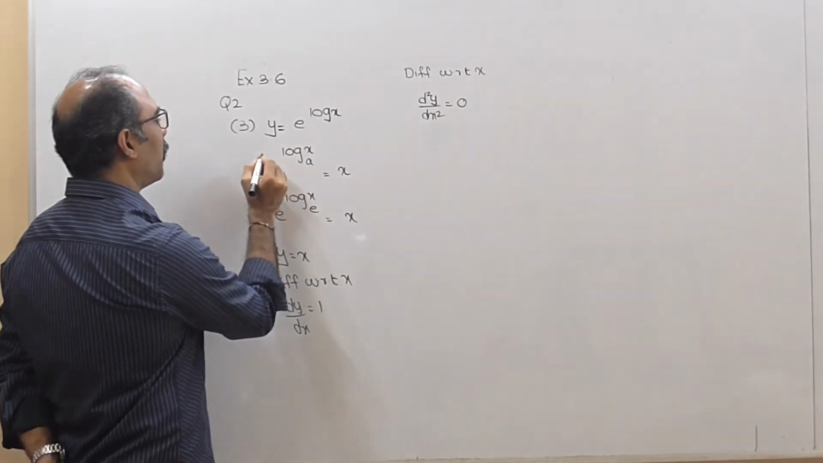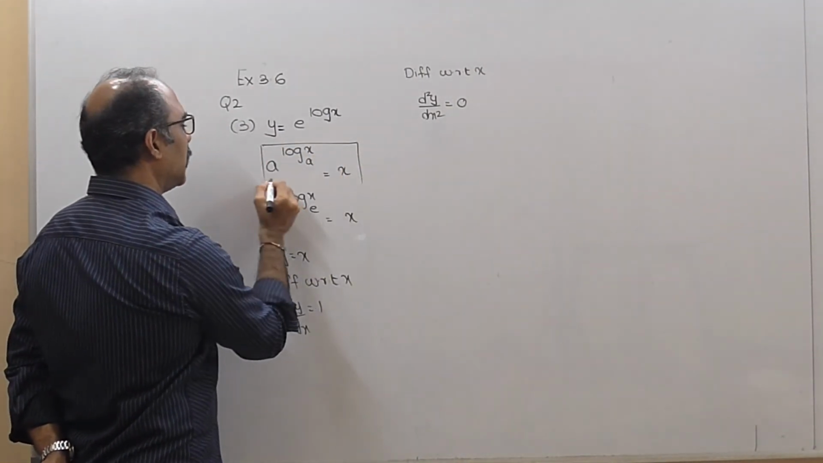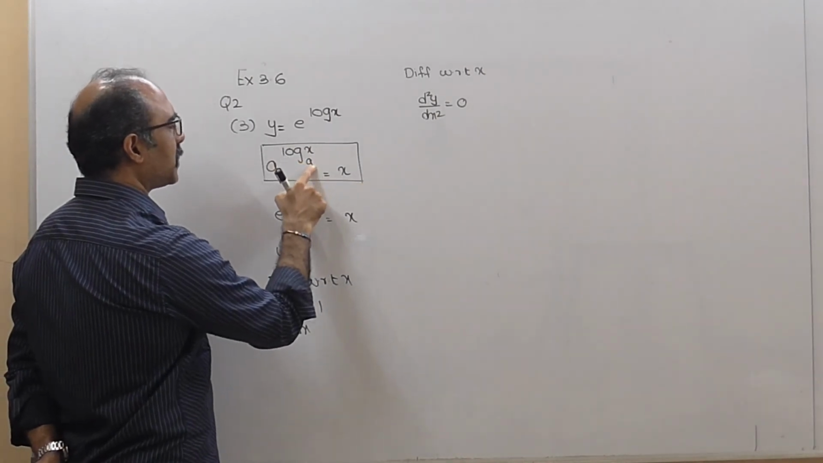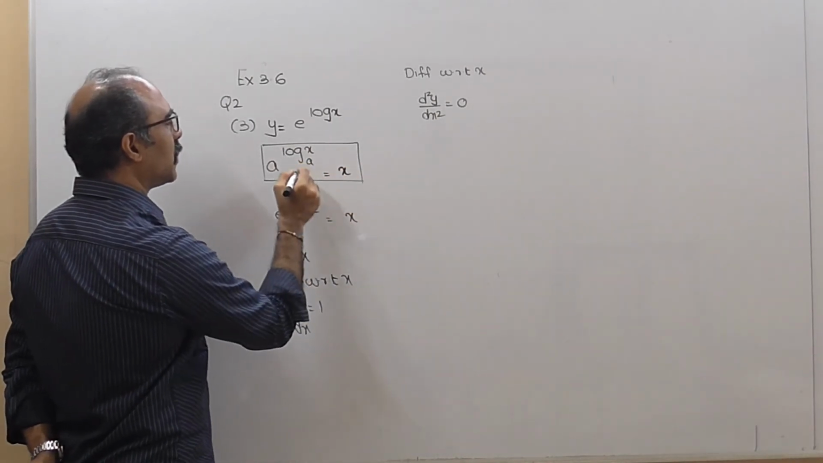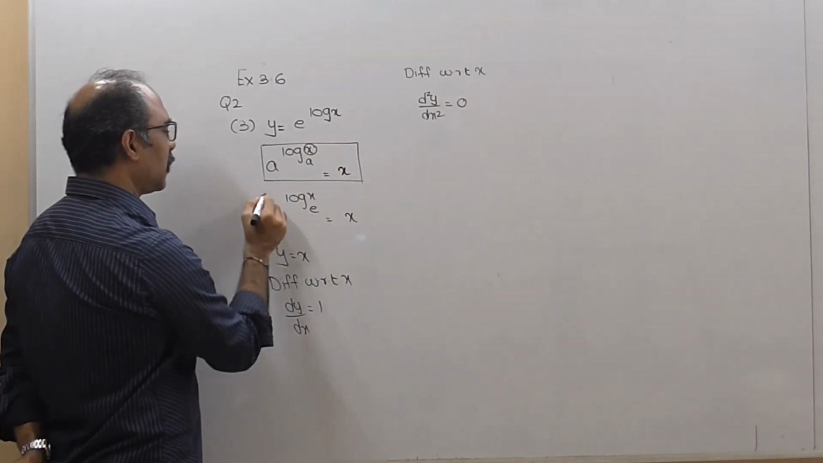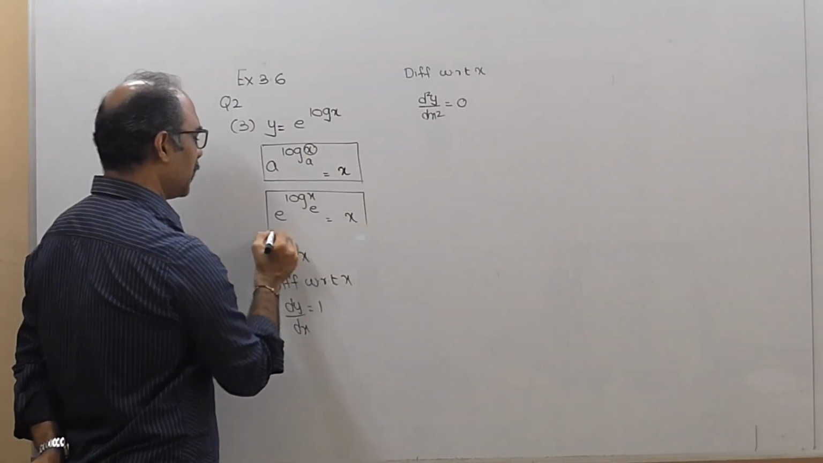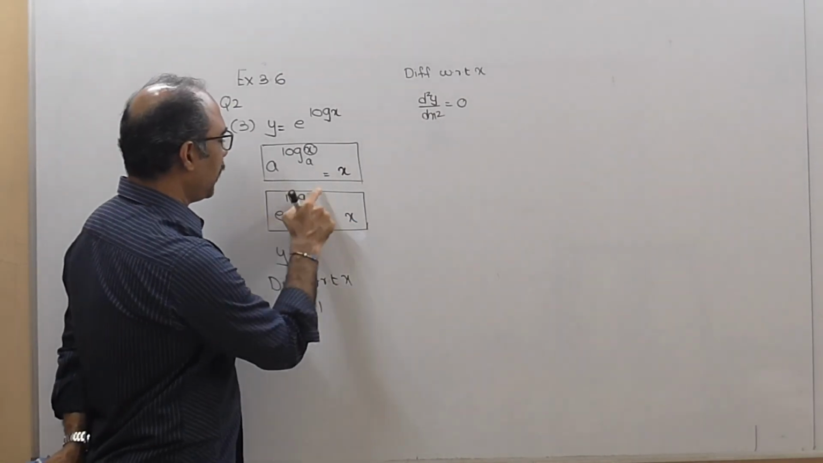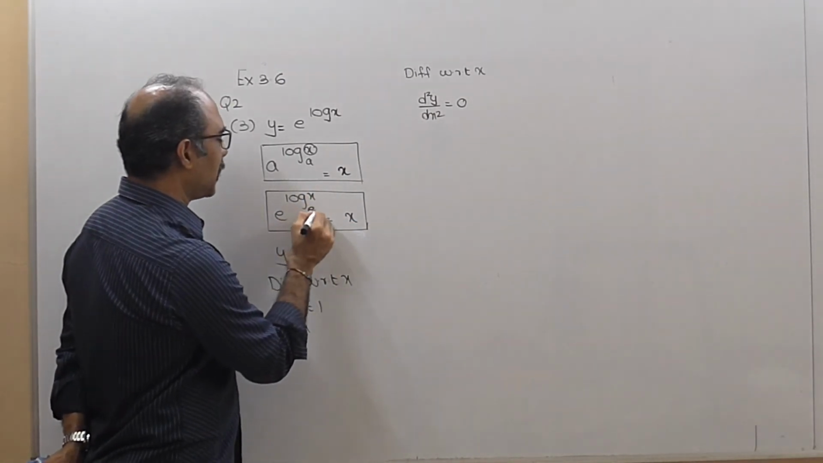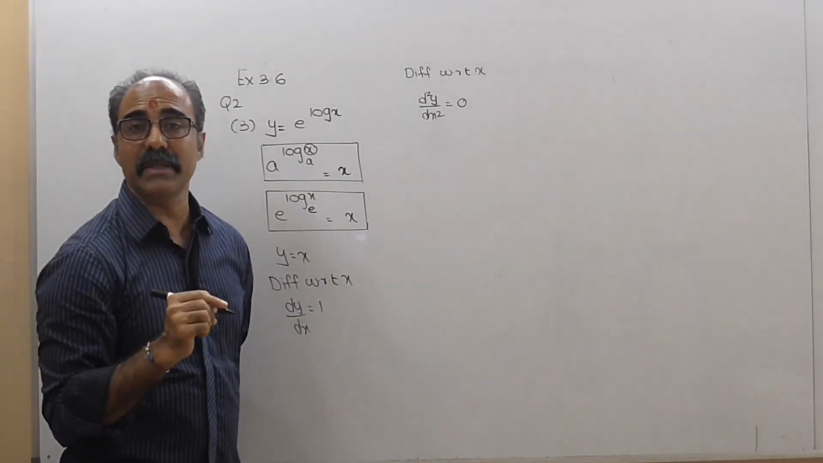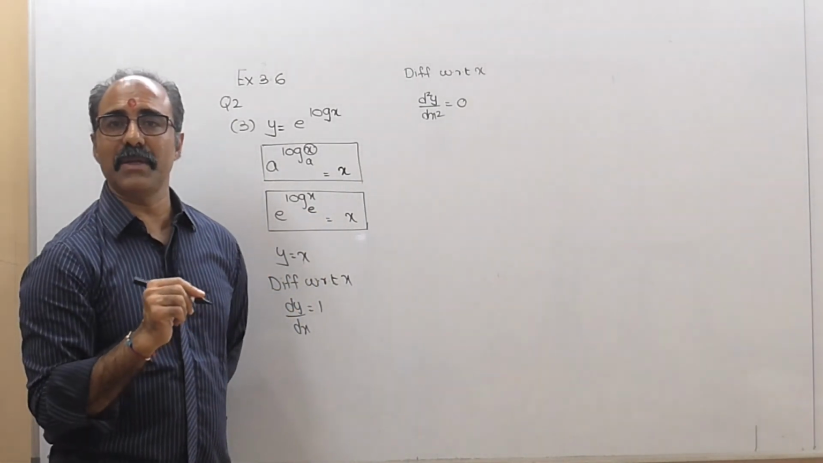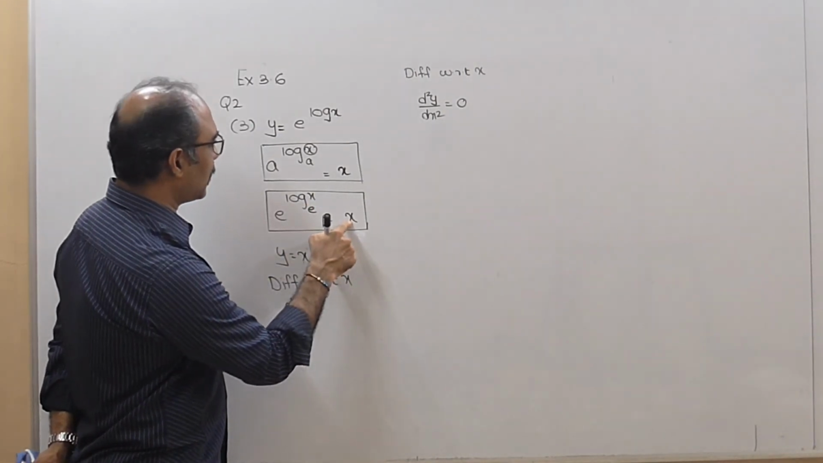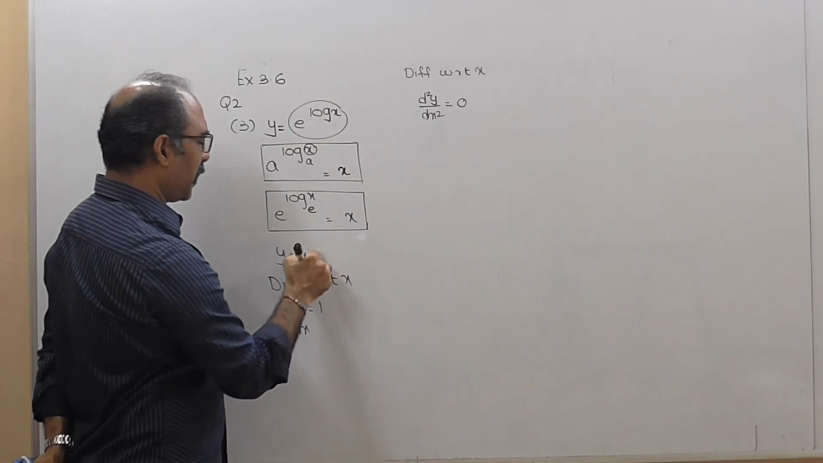There is a formula in logarithms which says that a to the power log x to the base a, the answer is equal to x. It's a rule of log, just like log ab is log a plus log b. Similarly, for e raised to log x, it is assumed that the base is always e. So if this is e raised to log x to the base e, the answer is x. So this entire thing will become x.